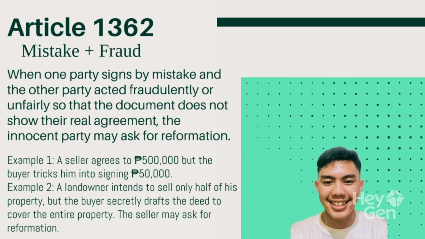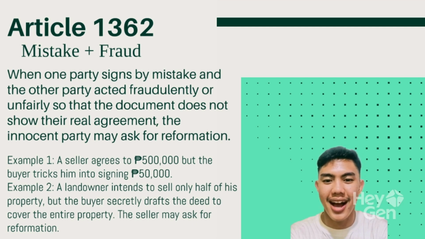Article 1362, Mistake plus Fraud. When one party signs by mistake and the other party acted fraudulently or unfairly so that the document does not show their real agreement, the innocent party may ask for reformation. Example 1. A seller agrees to $500,000, but the buyer tricks him into signing $50,000.